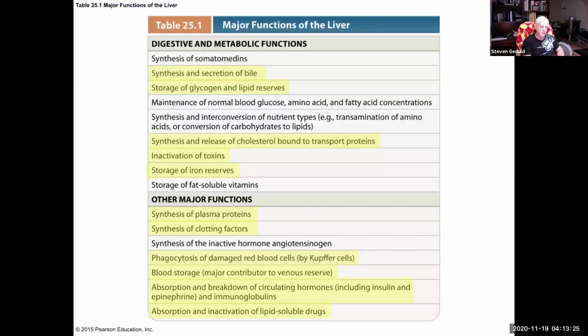Okay, so the digestive metabolic functions of the liver: synthesis and secretion of bile, storage of glycogen and lipid reserves, synthesis of cholesterol-bound transport proteins, inactivation of toxins, and storage of iron reserves. Those are the digestive metabolic functions of your liver.